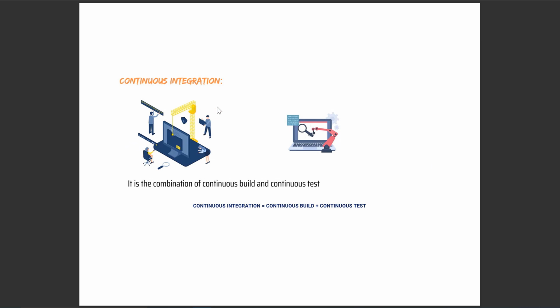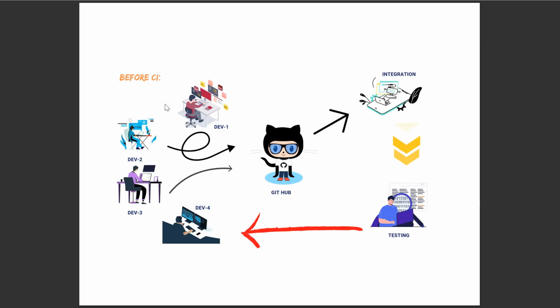First of all, you need to understand continuous integration. What is continuous integration? As I told you earlier, it is nothing but a combination of continuous build and continuous test. Before continuous integration, what would happen? Suppose there is an ABC company with three developers: Dev 1, Dev 2, Dev 3. They developed their code and successfully pushed it into GitHub. It is a centralized repository, a source code management tool. Some team is there to integrate the code which has been pushed into GitHub.